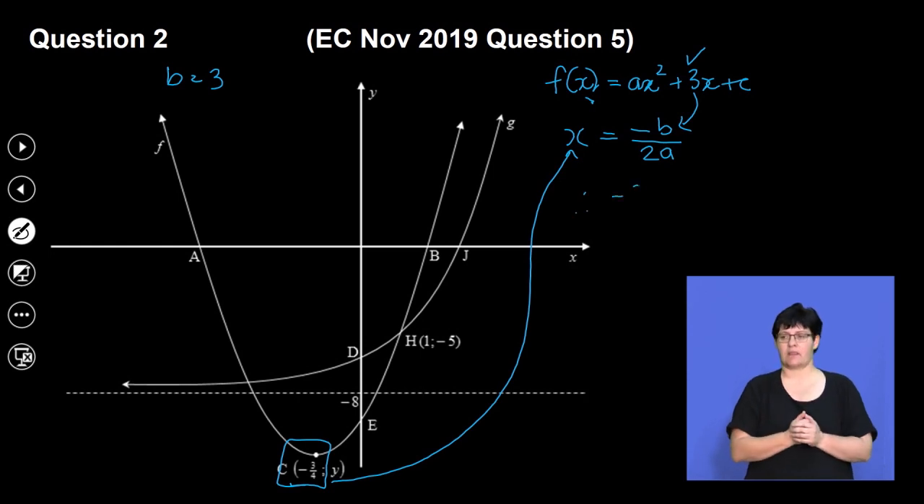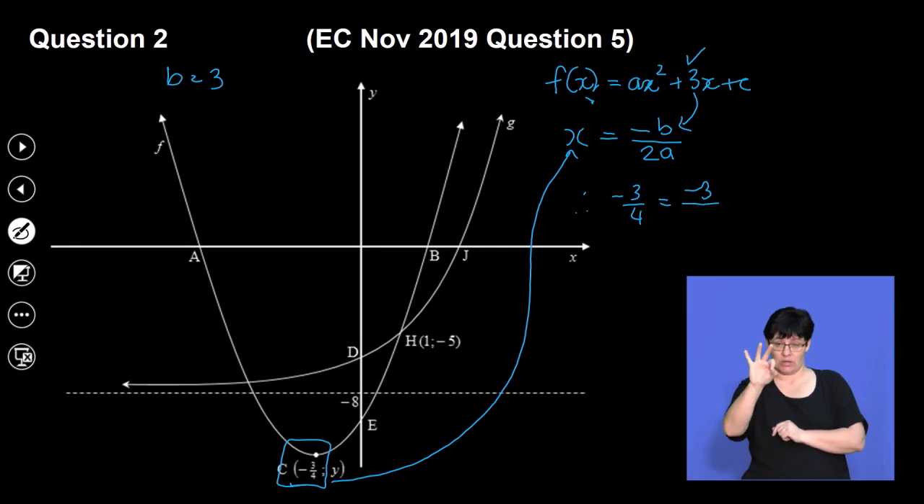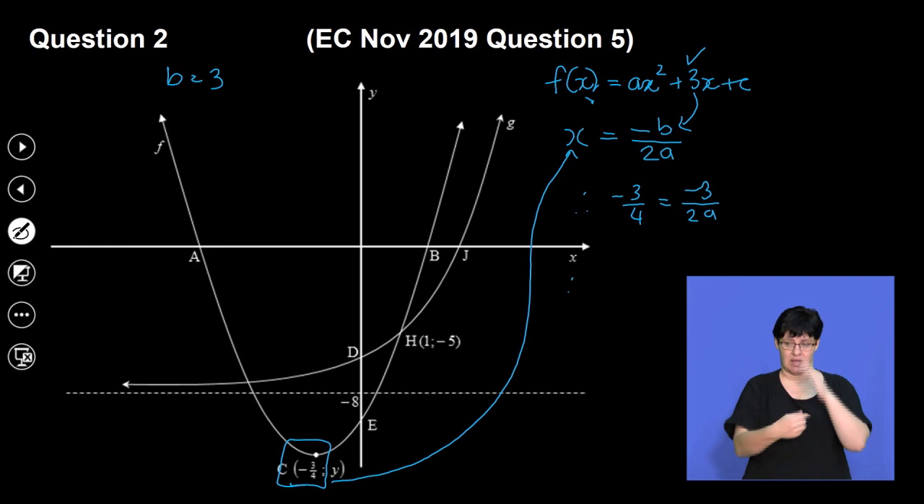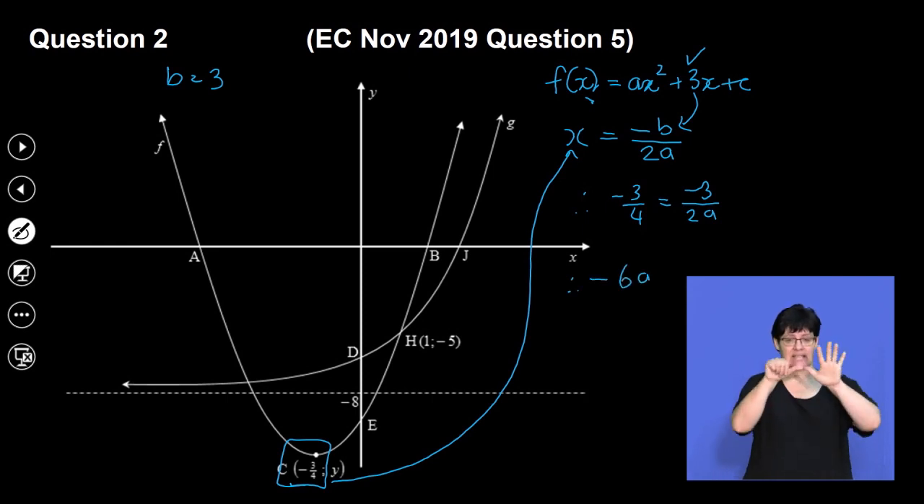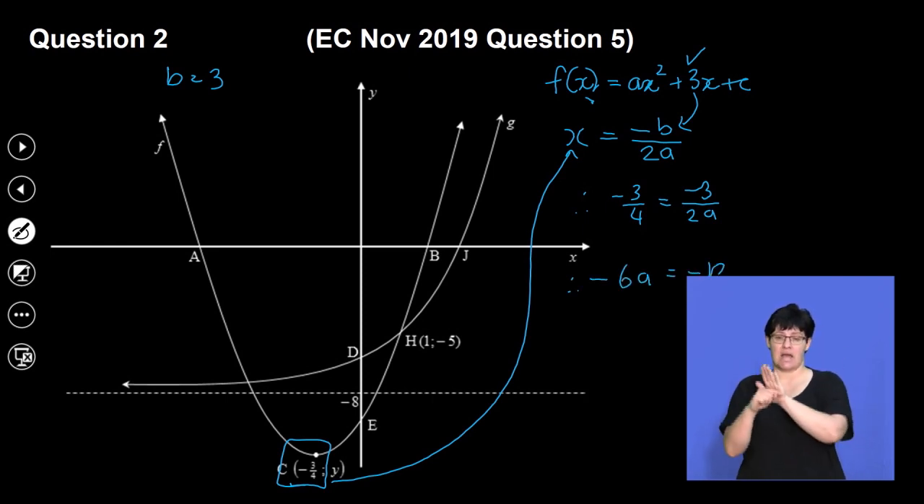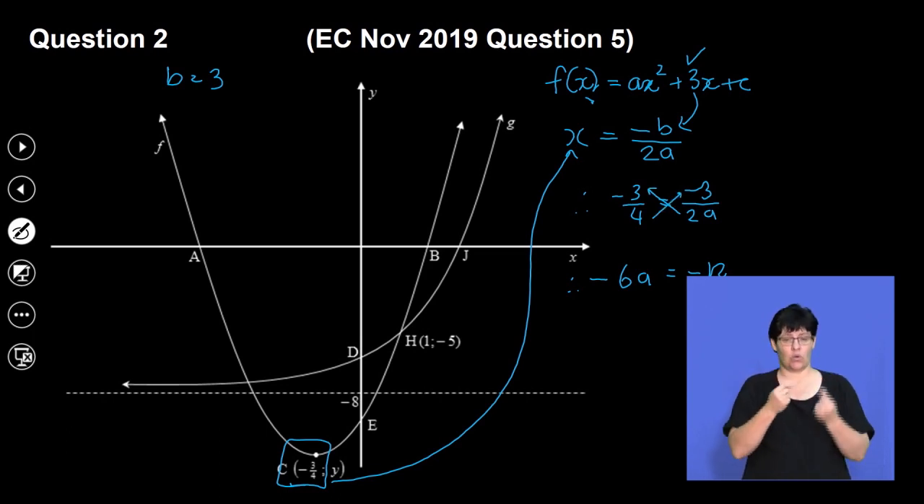So minus 3 over 4 is equal to minus 3 over 2a. I'm going to cross multiply over there, so I get minus 6a is equal to minus 12, multiplying across, which I can do when I've got one fraction on each side of the equal sign. So therefore, a must be equal to 2. Okay, so I've got my a.